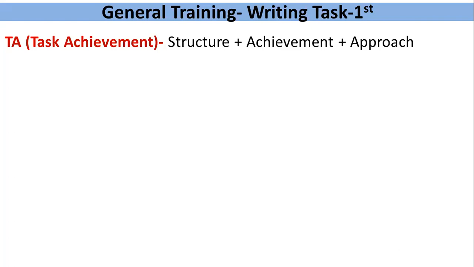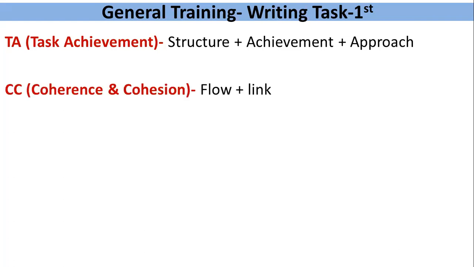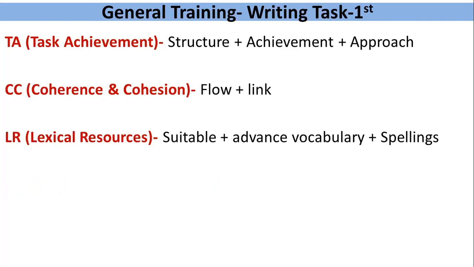Then coherence and cohesion, in short form it is called CC. It has two things: flow of the task and link of the task. In lexical resource, it means vocabulary: suitable plus advanced vocabulary plus spellings as well.